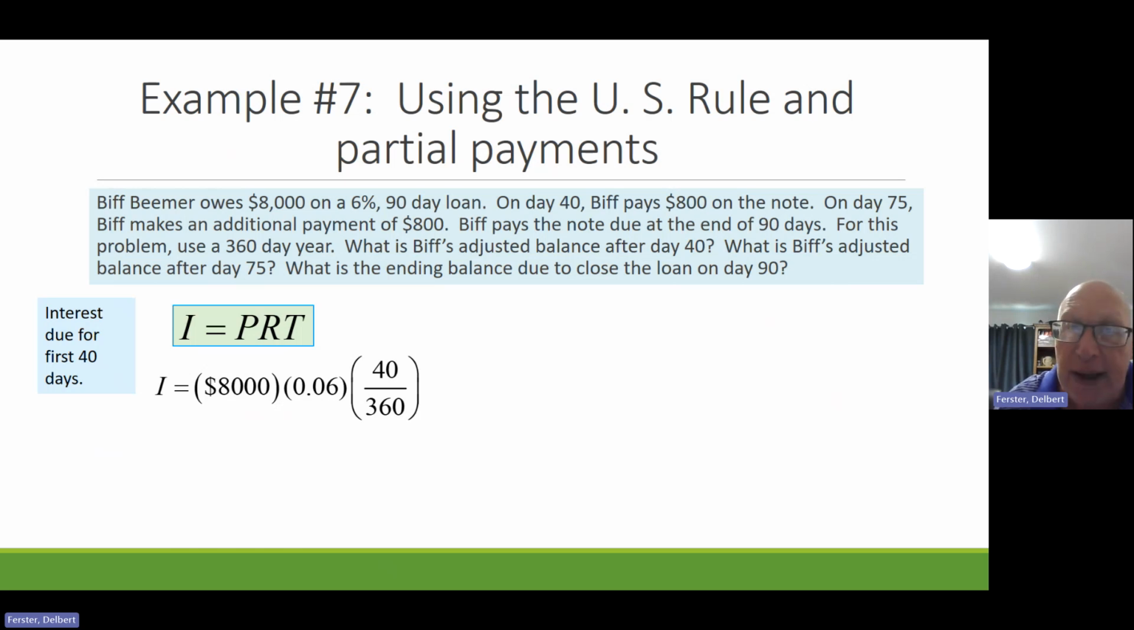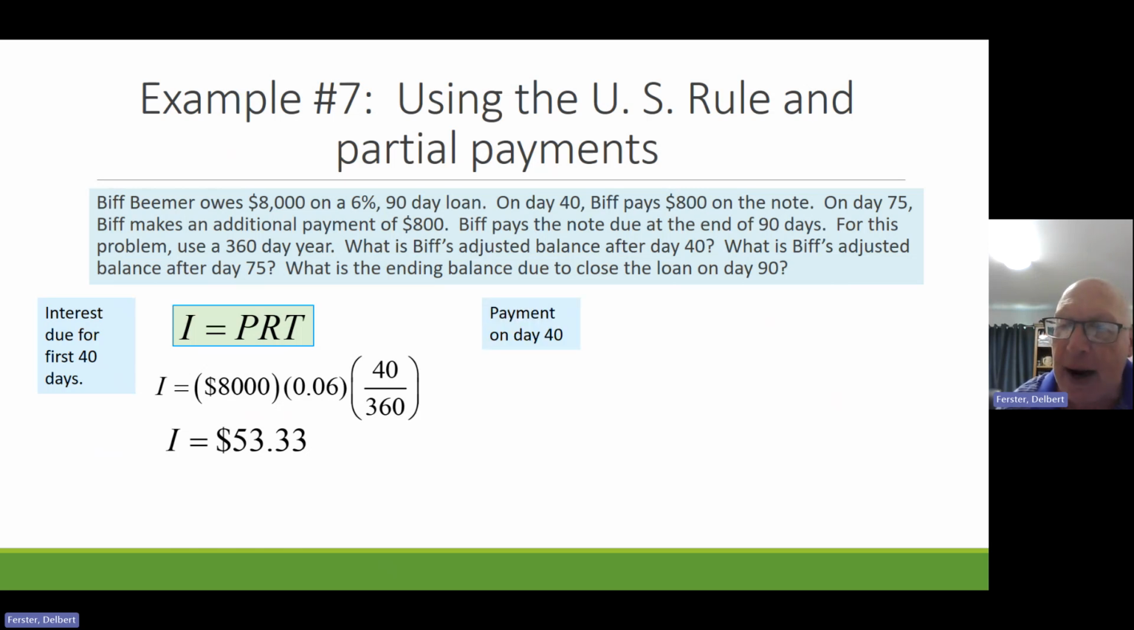On day 40, in effect, he won't owe the full $8,000 anymore. It'll be diminished by a portion of this payment. So grab your calculator, and what you see on the screen was really just 8,000 times 0.06 times 40 divided by 360. So here's what we now know. $53.33 of that first payment of $800 goes to interest. The rest of that $800 lowers the $8,000 that he owes on the loan.